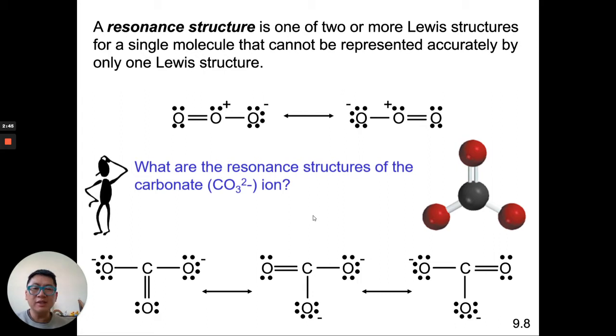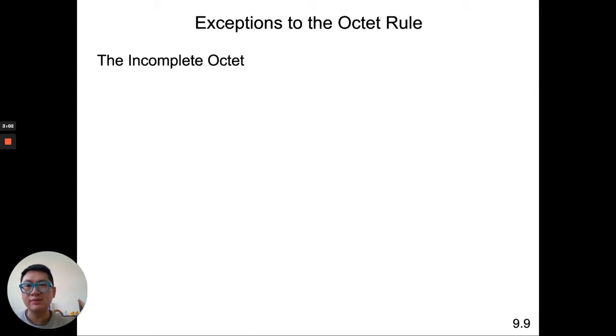You notice it's the same, but they're not the same. The term is called resonant structures: there's more than one way to draw the Lewis dot structure correctly. So, okay, that's the term resonant structures. Now let's get to exceptions to the octet rule.